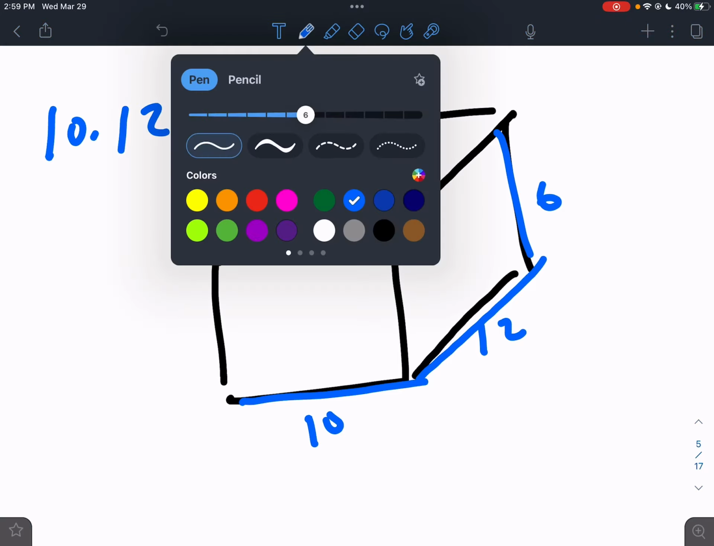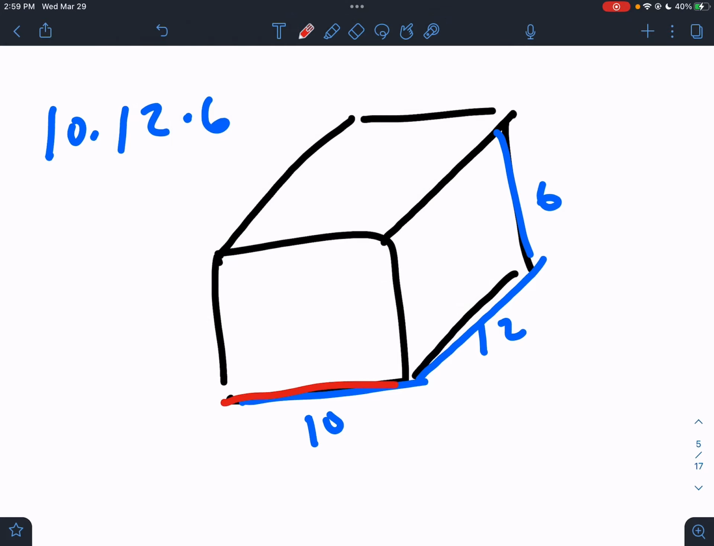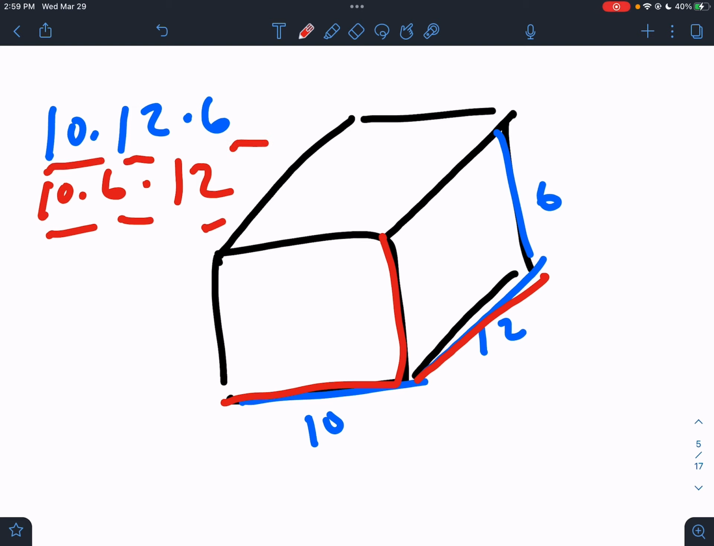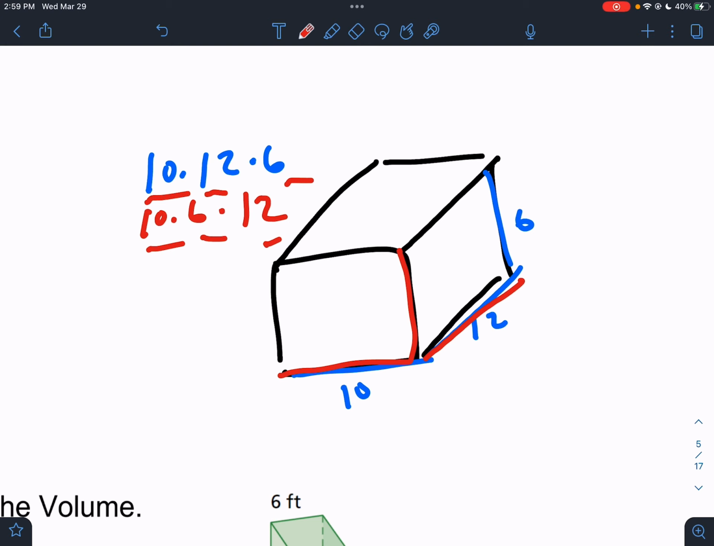Well, what if you called the front the base? Now you're going to do 10 times 6 and then times 12. But does it actually matter what order you multiply in? No. So for rectangular prisms specifically, you can just multiply the three numbers. The area of the base is the length times the width times the height. And it doesn't matter which one's which.